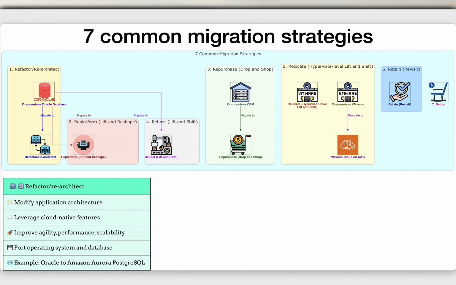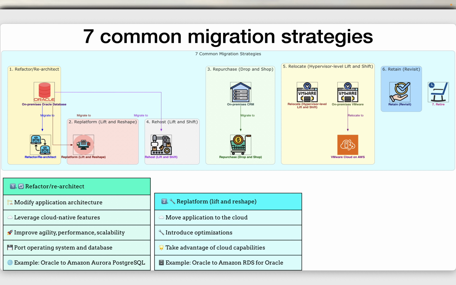First one is refactor or re-architect. Move an application and modify its architecture by taking full advantage of cloud native features to improve agility, performance, and scalability. This typically involves porting the operating systems and binaries. An example could be to migrate your on-premises Oracle database to the Amazon Aurora PostgreSQL compatible edition. Herein you have to completely refactor or re-architect your application or your database.